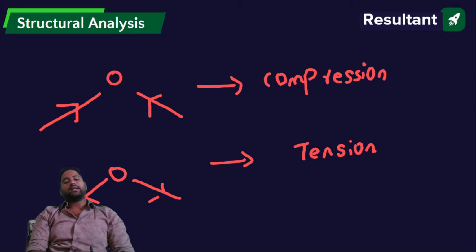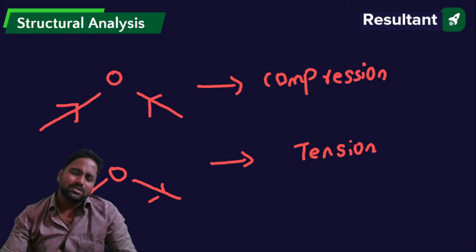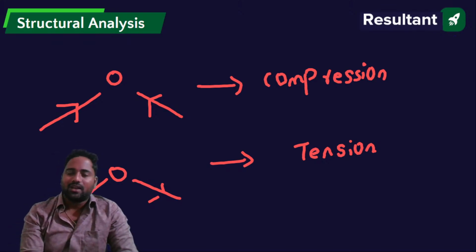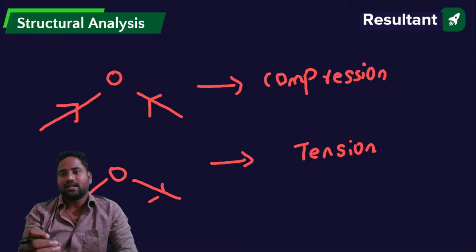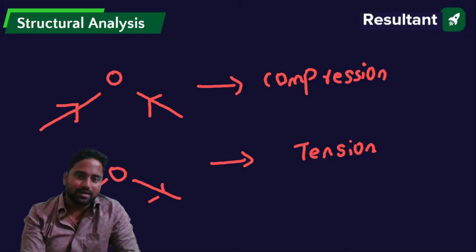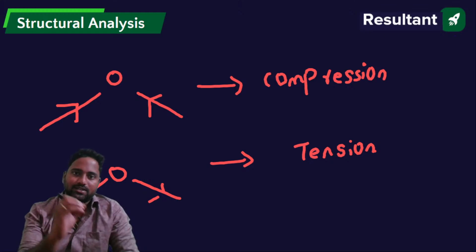If force is acting away from the joint, it is taken as tension. Towards the joint, it is compression. Why am I saying this so many times? Because in the exam you get this question. You might have calculated the force, but whether it is tension or compression, you will have doubt. So if it is acting towards the joint, it is compression, and if it is acting away from the joint, it is tension.